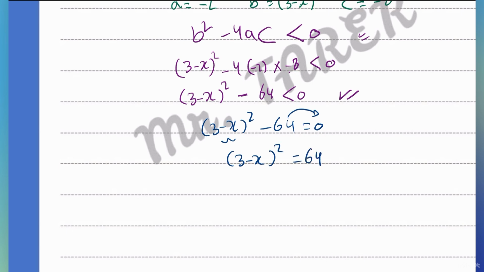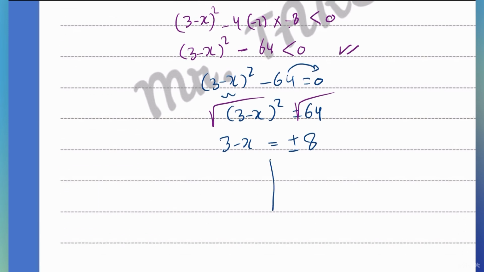After that, let's take the square root of both sides, and remember that when you take the square root, don't forget to take positive and negative. The square root of 64 is equal to 8. Now we have two answers: either 3 minus x is equal to 8, or 3 minus x equals negative 8. Now I need the value of x, so I transfer x here as positive and 8 there. So we come up with x equals 3 minus 8, which equals minus 5.